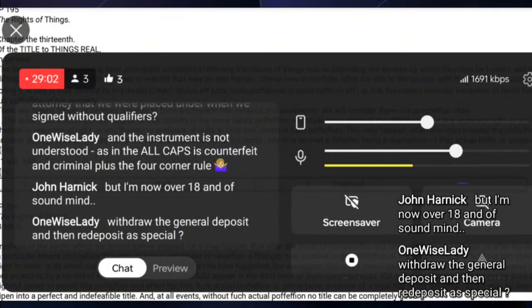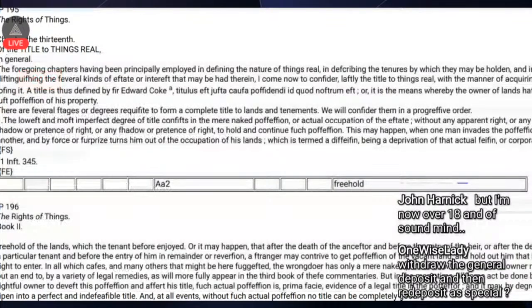Yeah, withdraw the general deposit so that it's no longer construed as under a general bailment, and then redeposit it as a special deposit or trust deposit. Yeah.